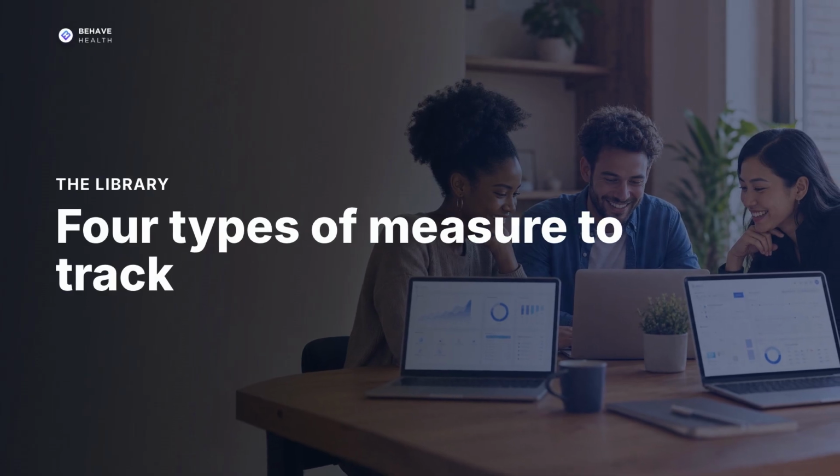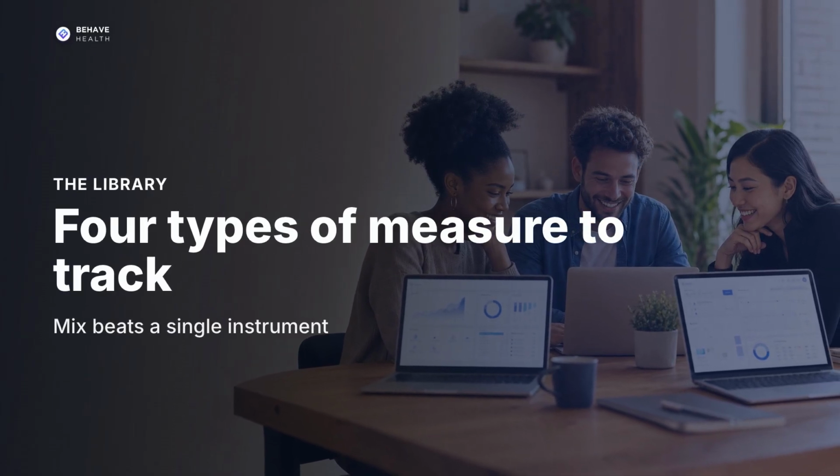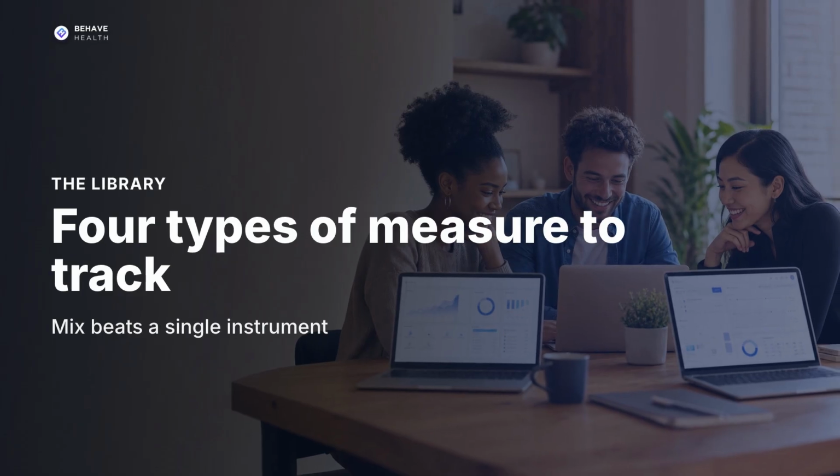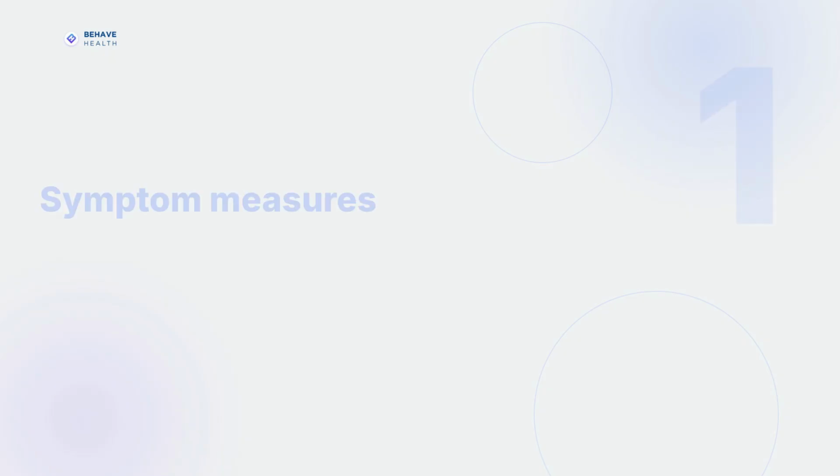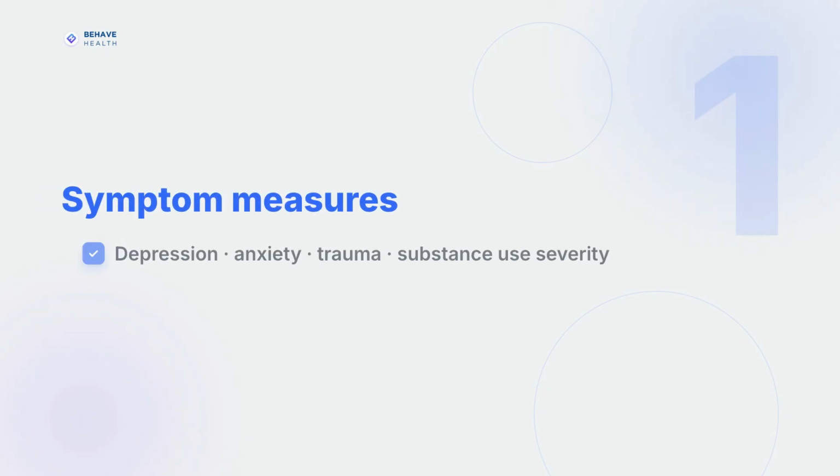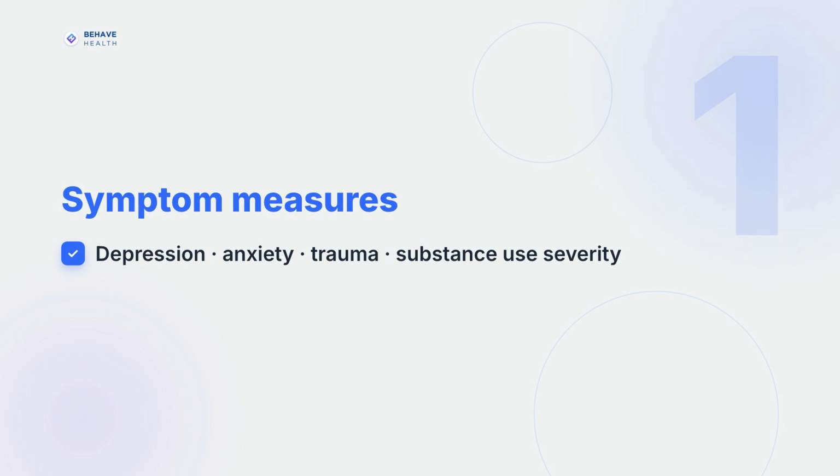Your library should cover 4. Let us walk through all 4 types your outcome measure library should track. Type 1. Symptom measures. These track changes in depression, anxiety, trauma symptoms, substance use severity, or other clinical concerns. They are the most familiar category because they give the clearest before and after view.